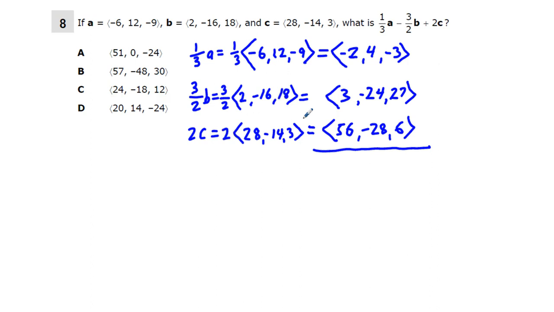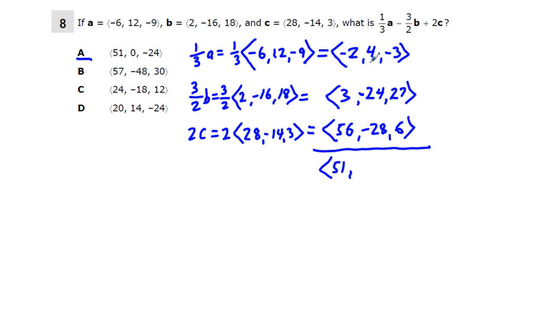So what that is, it's the first one minus the second one plus the third one. So negative 2 minus 3 is going to be negative 5. Negative 5 plus 56 is going to be 51. And based on that, we know our answer choice should be A. Let's verify to be sure.